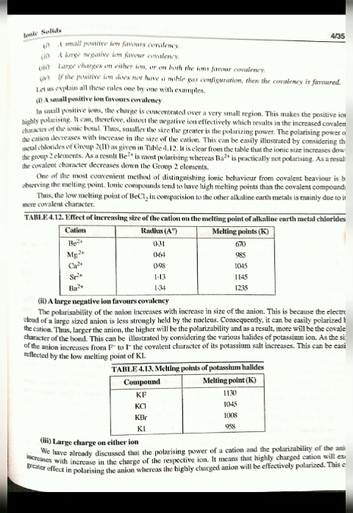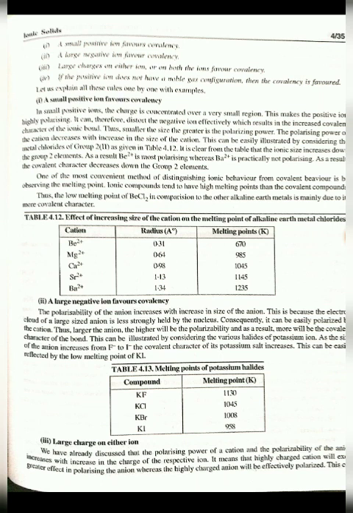Let us explain all these rules one by one with examples. First, a small positive ion favors covalency. In small positive ions, the charge is concentrated over a very small region. This makes the positive ion highly polarizing. It can therefore distort the negative ion effectively, which results in the increased covalent character of the ionic bond. Thus, the smaller the size, the greater is the polarizing power. Thus, the polarizing power of the cation decreases with increase in the size of the cation.